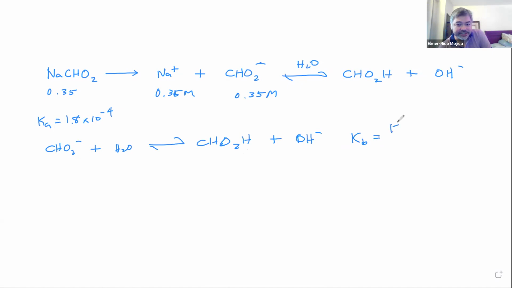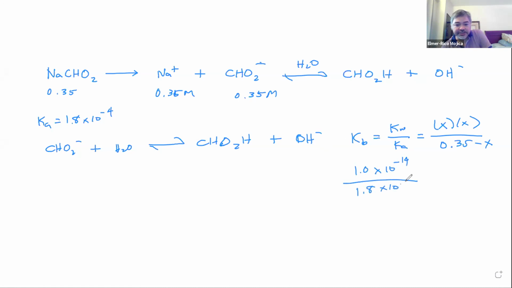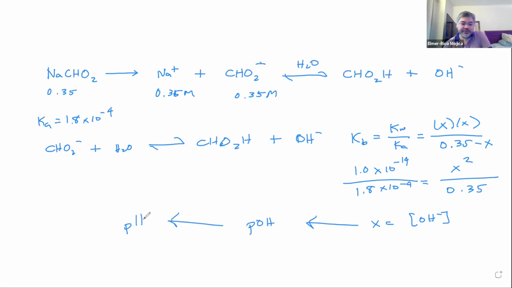And you can get Kb when the Ka is given, just like Kw over Ka. And then you're going to put here the X times X divided by 0.35 minus X. And all you need to do is get the value here. So 1.0 times 10 to the negative 14 divided by 1.8 times 10 to the negative 4. And then you have X squared here over 0.35. Then once you get the X, what's the value of the X that you have there? That is equal to your hydroxide. So you get there the pOH and then the pH. So that's how you solve this problem.